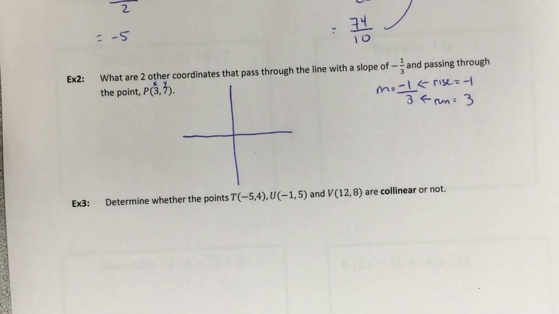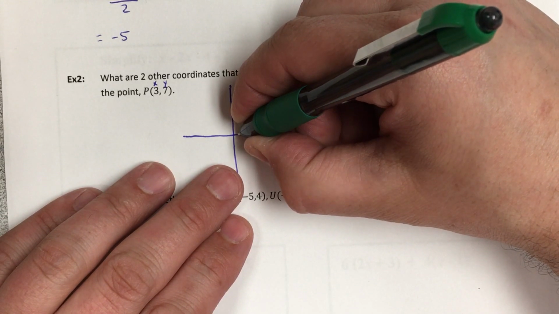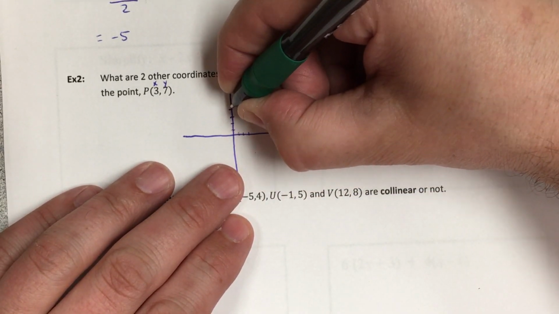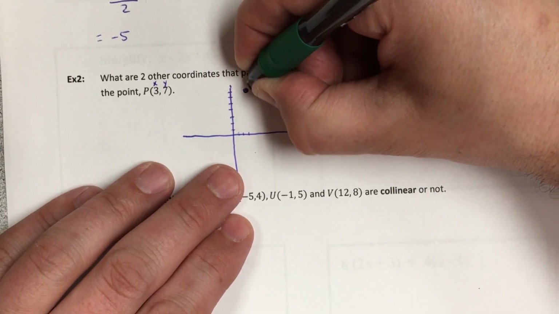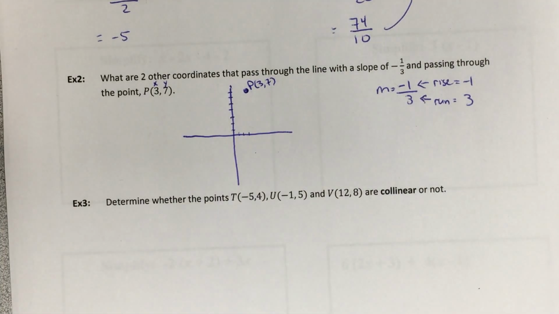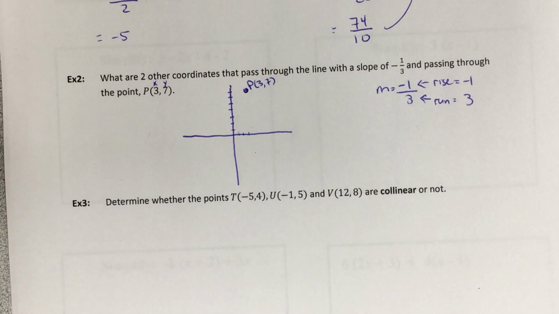I'm just going to do a sketch. So (3, 7) is going to be about there. So that's the point (3, 7). That's P. When you're making points, it's best, especially with something like this, to label them. So that's P. The coordinates are (3, 7).